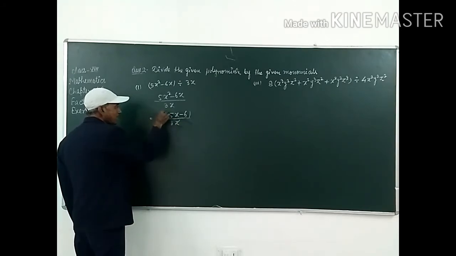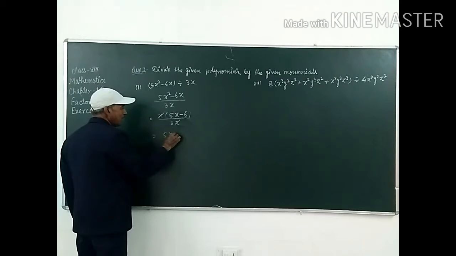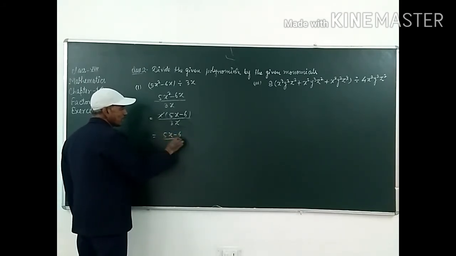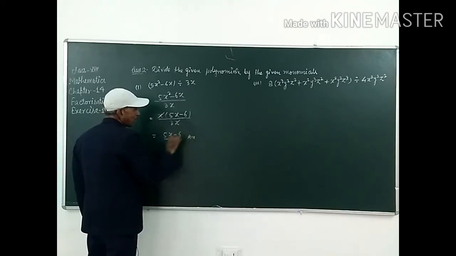So, x cancels by x. So, the answer will be 5x minus 6 by 3. This one is the answer, student.